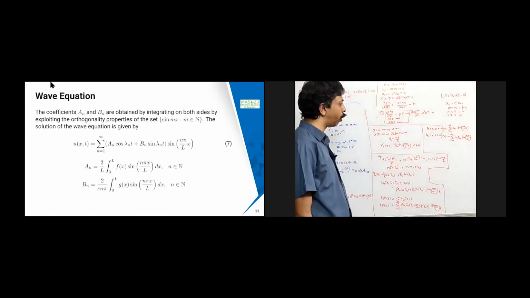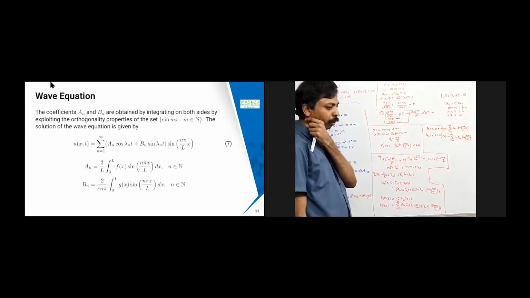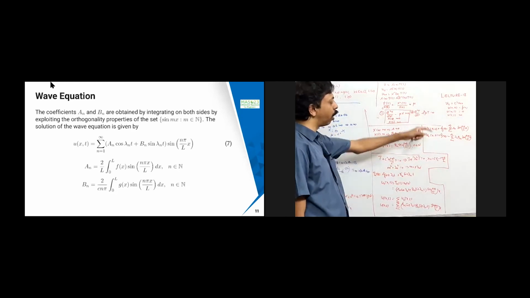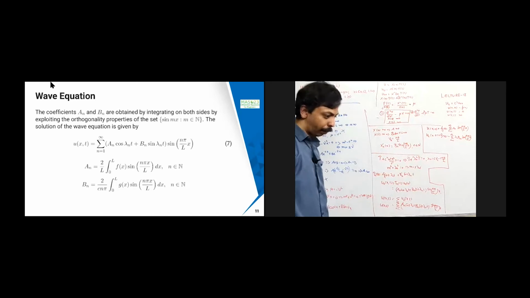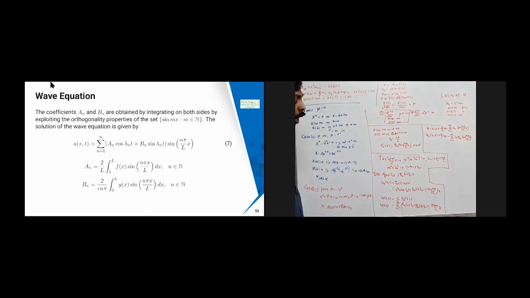So an is nothing but, you can calculate this using the Fourier sine series. That is going to become 2 by L integral 0 to L f of x into sin n pi x by L. Again, you are using the properties of the trigonometric system, which we are exploiting, and then we get the answer for your wave equation.